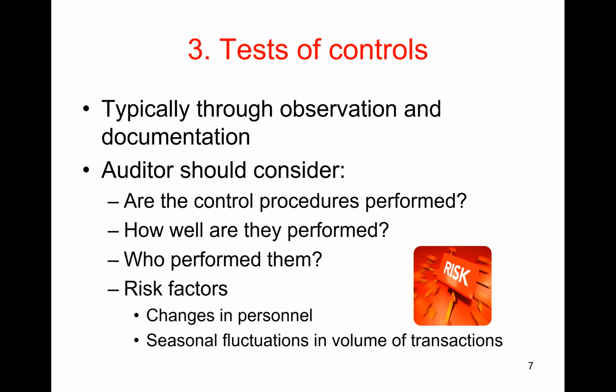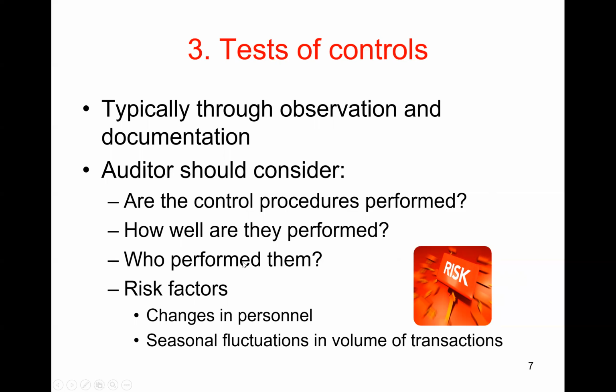Secondly, how well is it being performed? So for controls that are performed on all transactions or should be performed on all transactions, you may find that there are some transactions where it's not being performed. For example, authorization of purchases. It may be that 80% of purchases are being properly authorized by an independent person, but 20% are not.